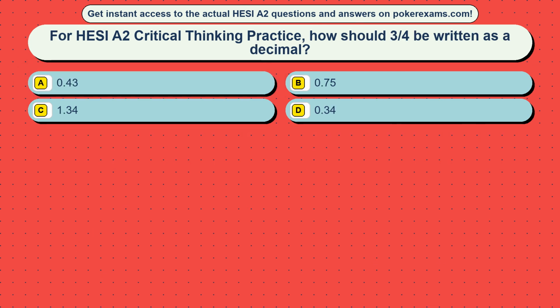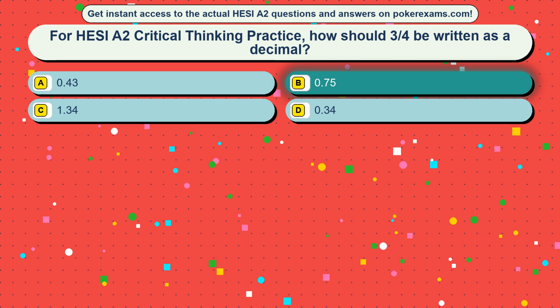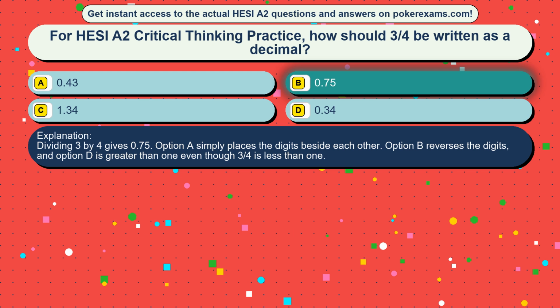Question 42. For HESI A2 critical thinking practice, how should 3/4 be written as a decimal? Option A 0.43, option B 0.75, option C 1.34. Option D 0.34. The correct answer is option B, 0.75. Dividing 3 by 4 gives 0.75. Option A simply places the digits beside each other. Option C reverses the digits, and option D is greater than 1 even though 3/4 is less than 1.